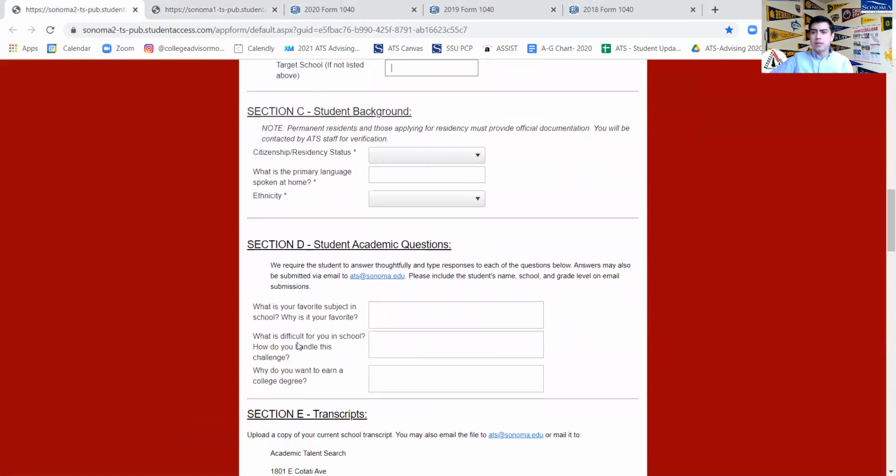Okay, and then these are the student questions. Parents, as much as you would love to help your students with this, this is their responsibility. We can tell when a parent has helped the student. So make sure it's the student filling out this information. We just want to get to know the student. This is our chance to get to know them before we start serving them. They're going to give us information on things that they're struggling with. And then, what are their favorite subjects?